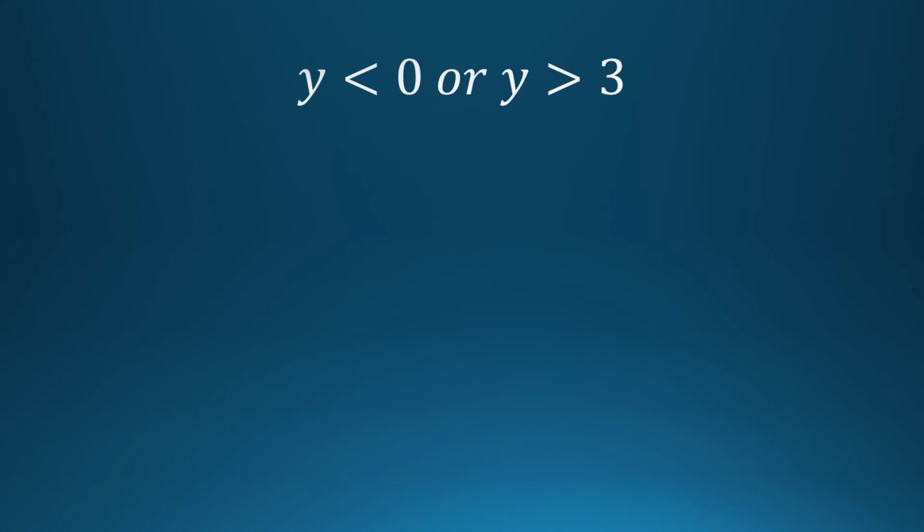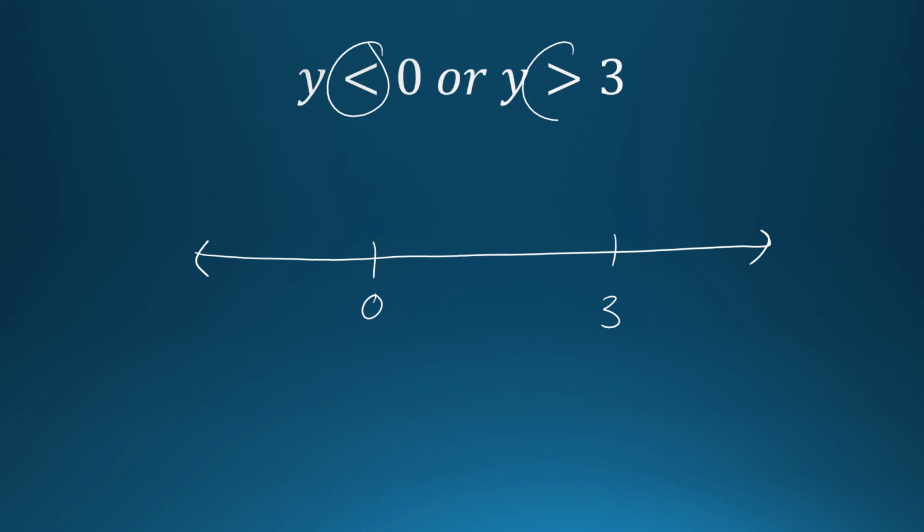The last one is an OR inequality. So if we have an OR inequality, we're going to go ahead and graph that. Again, I'm going to plot my 0 over here and 3 over here. Both of these are going to have open dots because they are either less than or greater than symbols. So we have an open dot at 0, open dot at 3.